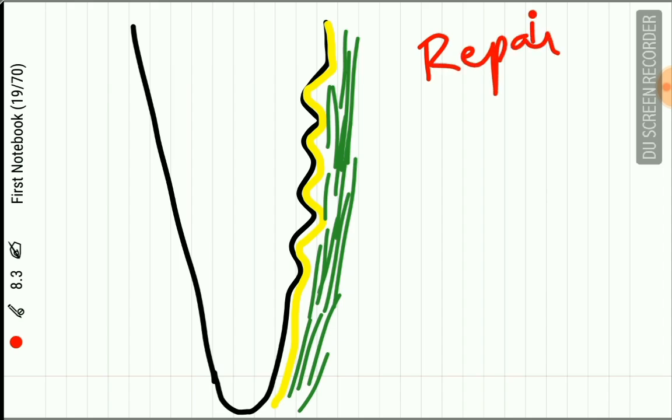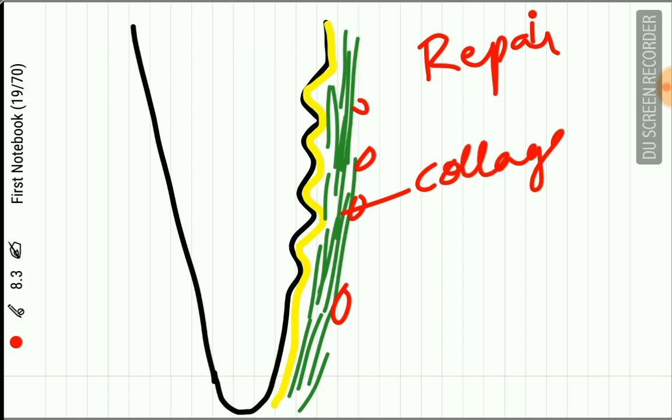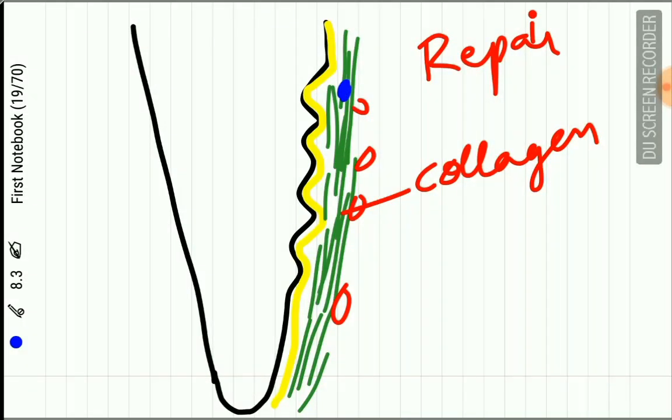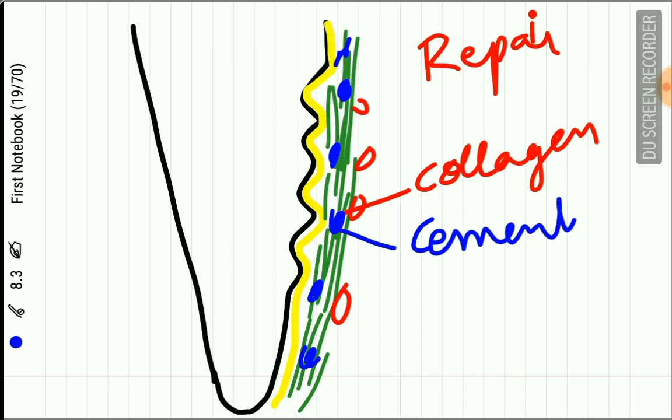This repair is achieved by the cells which resemble the cementoblast. The cementoblast-like cells lay down a layer of collagenous matrix on the resorbed tooth surface, and on this collagenous matrix spotty mineralization occurs. Mineralization occurs in small spots, and this results in formation of cementum-like tissue.